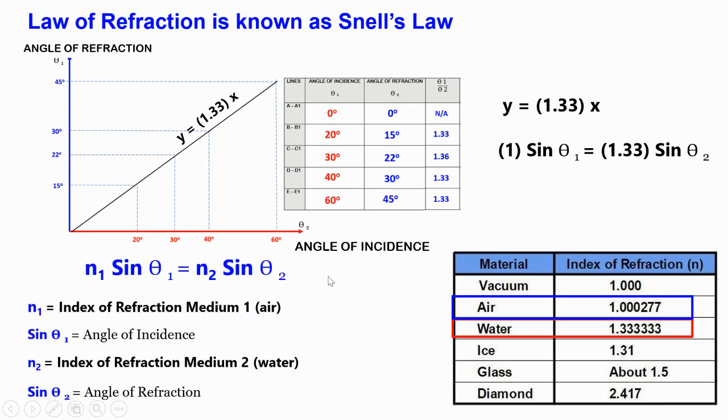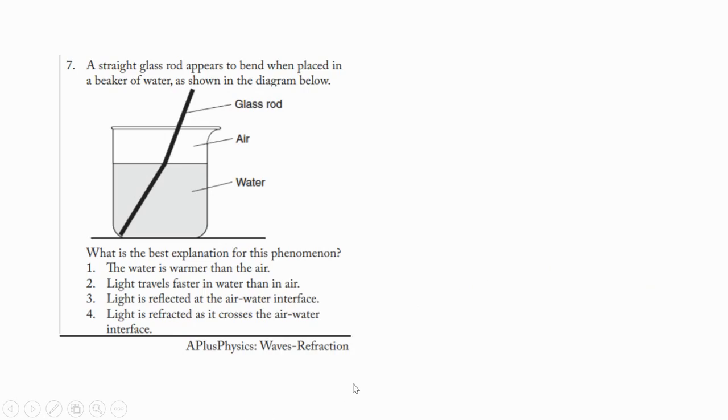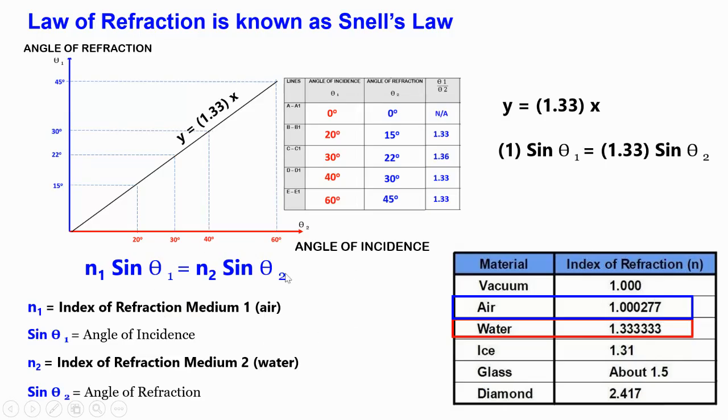So this relationship is called Snell's law. Snell's law states that the index of refraction of the first medium, in this example the air, times the sine of the angle of incidence is equal to the index of refraction of the second medium times the sine of the angle of refraction. So this is the conclusion of the lab actually.